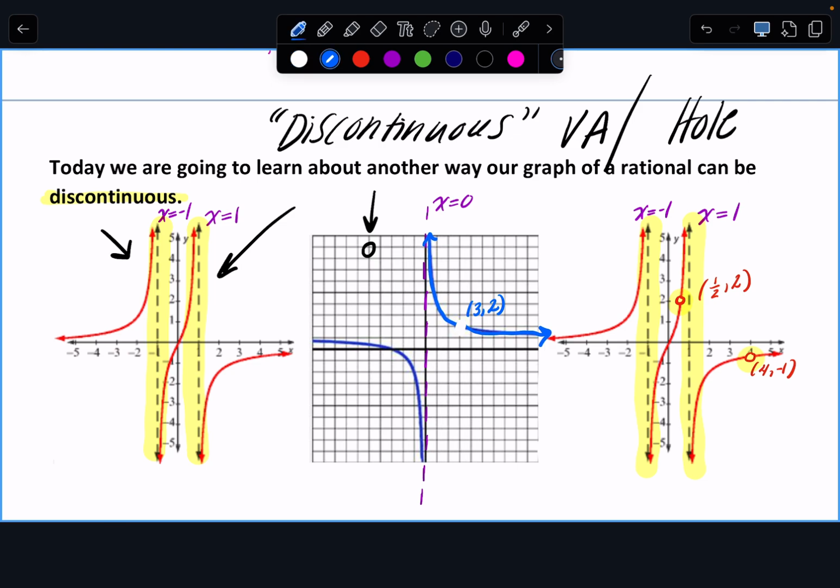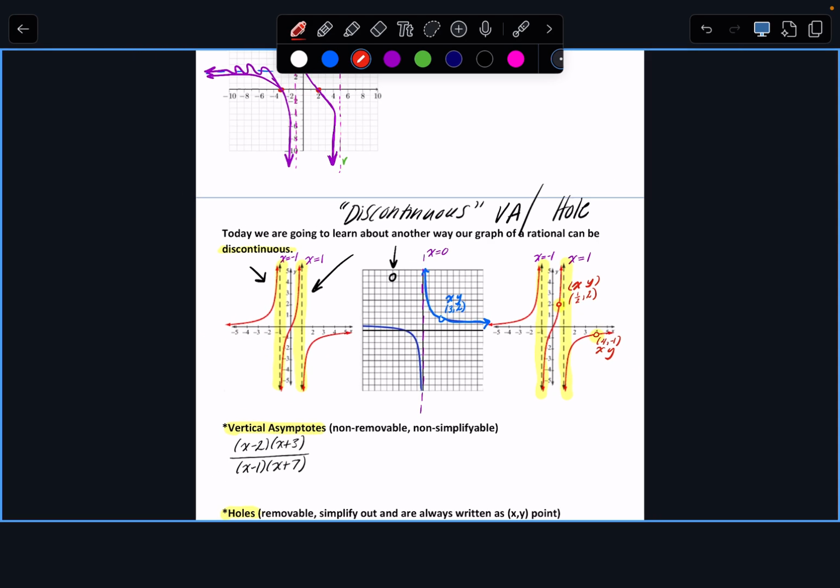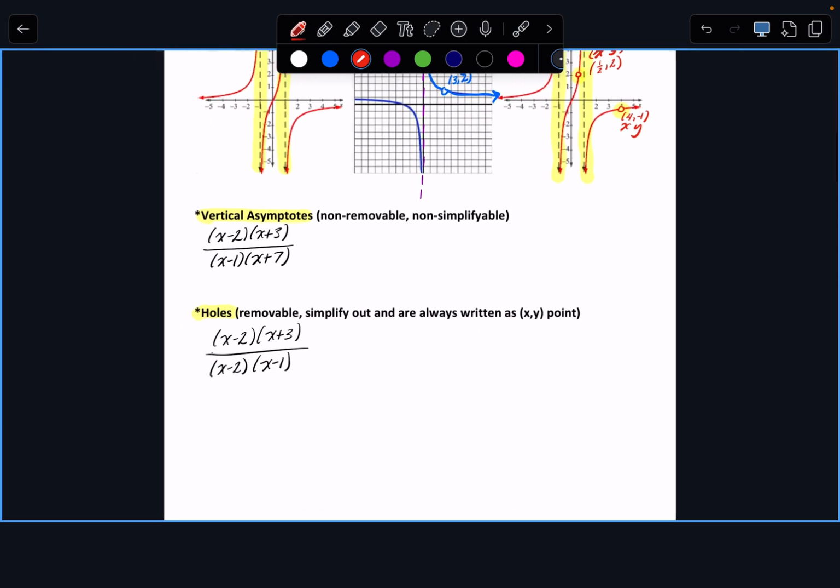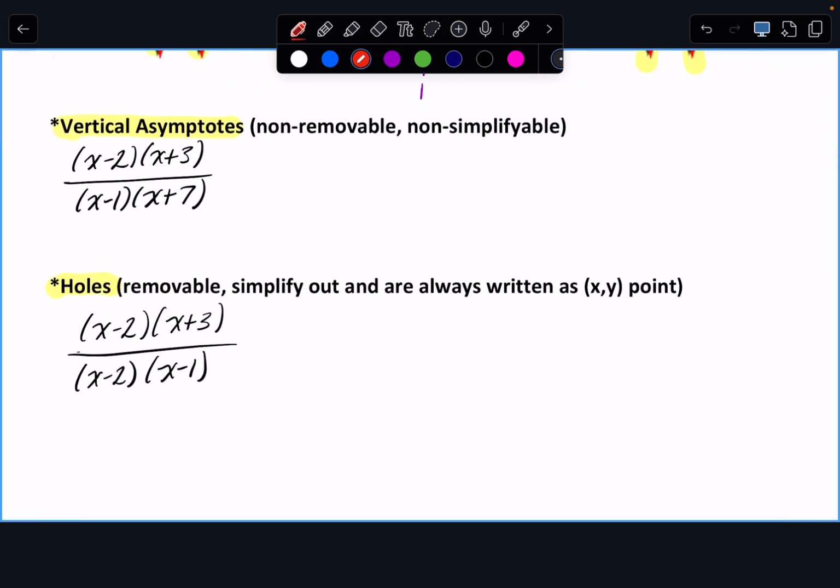Make sure you understand holes are XY points, which makes sense. We're going to be able to find the X value of the hole. Then we'll have to go find the Y value of the hole. See, XY. And that will just give us more tools in the toolbox to graph. So where are we going to see a hole and where are we going to see a vertical asymptote? Let me rephrase. I need everyone listening so you're not confused.